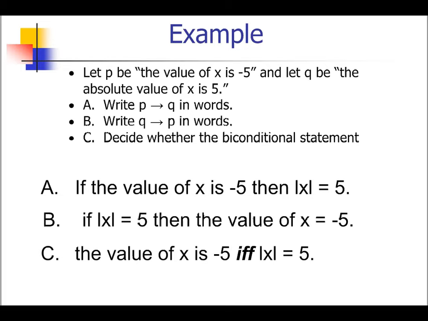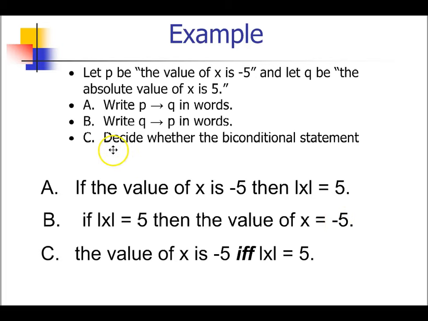Well, the three related conditional statements are: if the value of x is -5, then the absolute value of x equals 5. That's the A part. Put it into words. What were some symbols? The B part, write the converse. If the absolute value of x equals 5, then the value of x is -5.